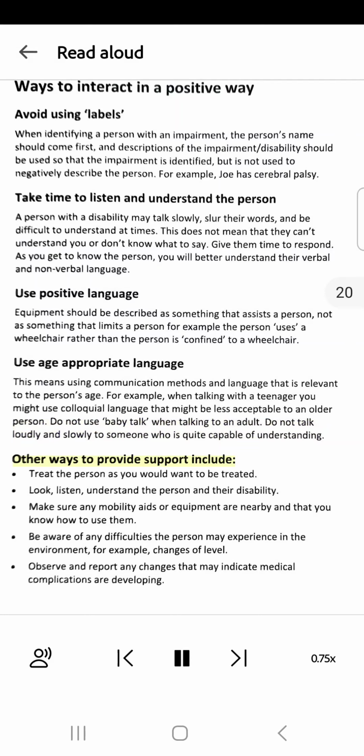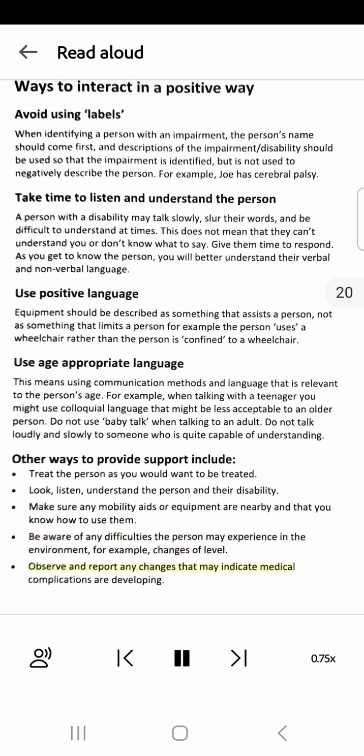Other ways to provide support include: treat the person as you would want to be treated. Look, listen, understand the person and their disability. Make sure any mobility aids or equipment are nearby and that you know how to use them. Be aware of any difficulties the person may experience in the environment, for example, changes of level.